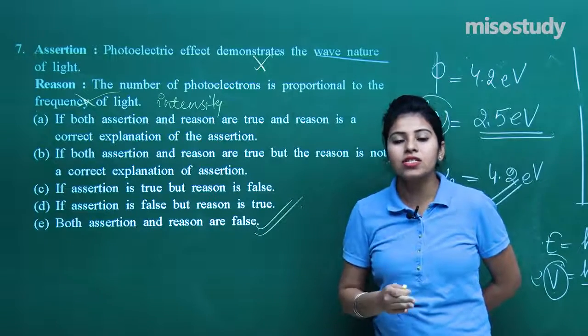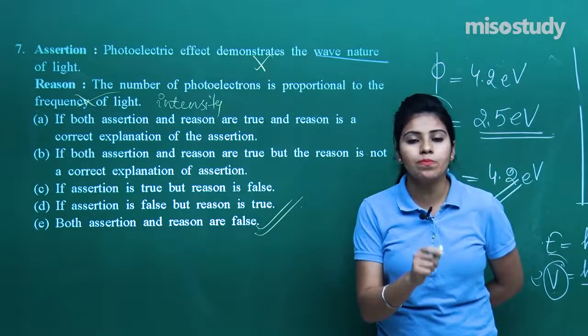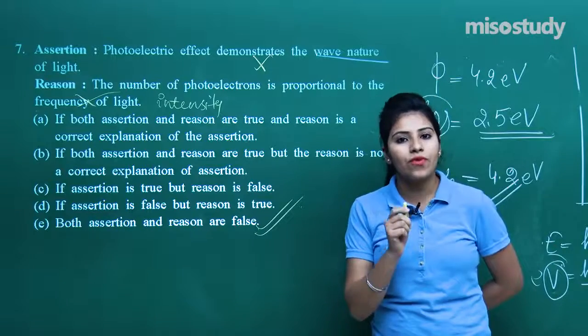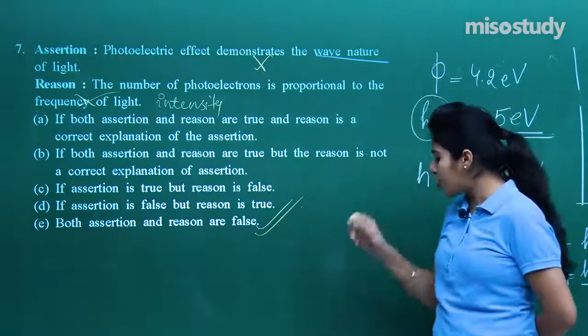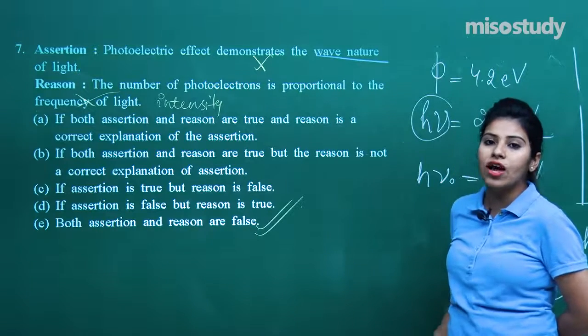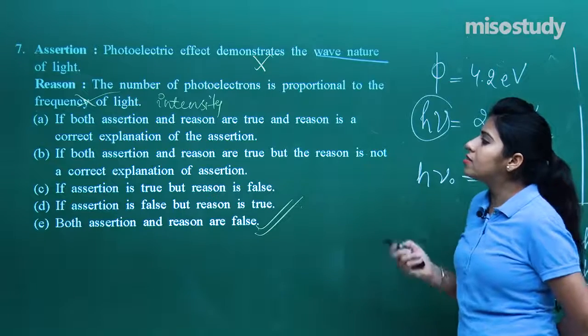Such questions are based on your knowledge, based on your concepts, whether they are clear or not. So you can score very good marks if you have your concepts about radiation, photon, wave nature and dual nature very clear, right. So now let us see the next question.